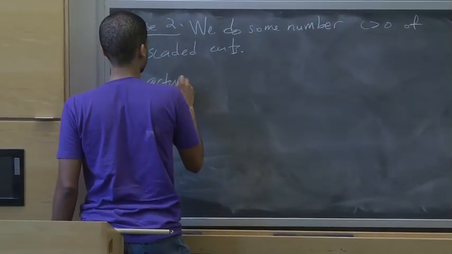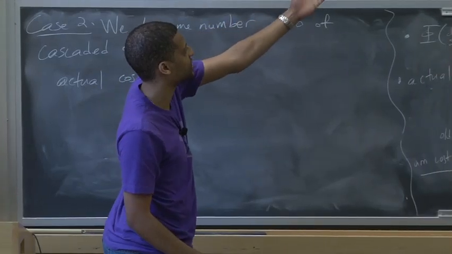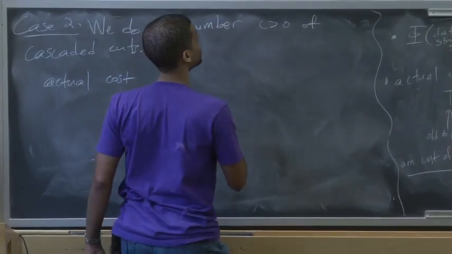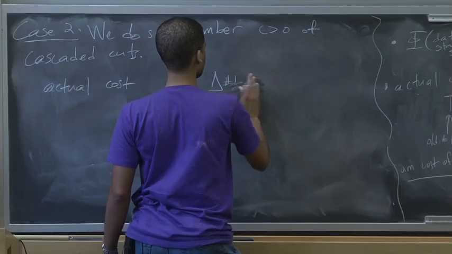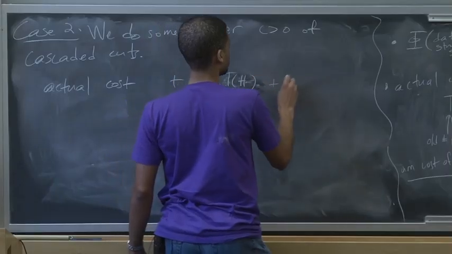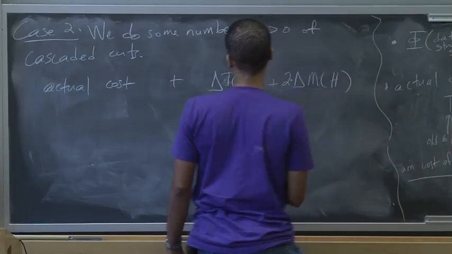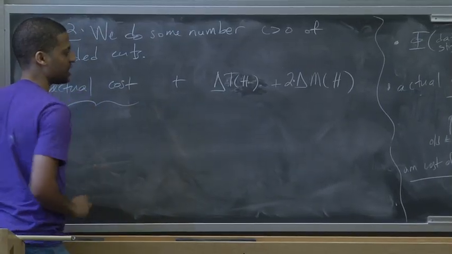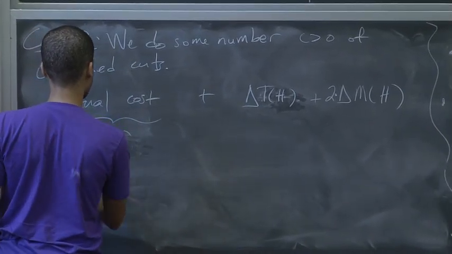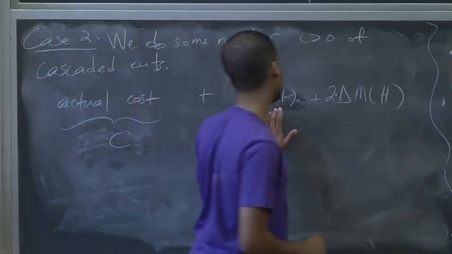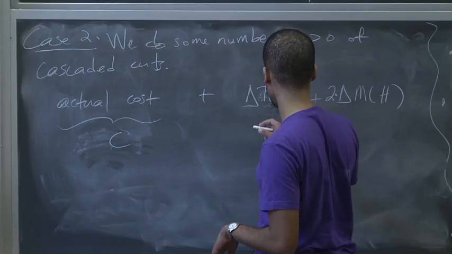So what's the actual cost? The actual cost plus the difference in potential, we can split that into the difference in the number of trees and the difference in the number of marked items. So plus the difference in the number of trees, T of H, plus twice the difference in the number of marked items. So what's the actual cost? O of c. Let me just skip all these O's. So c. What's the difference in the number of trees? The difference in the number of trees is c.